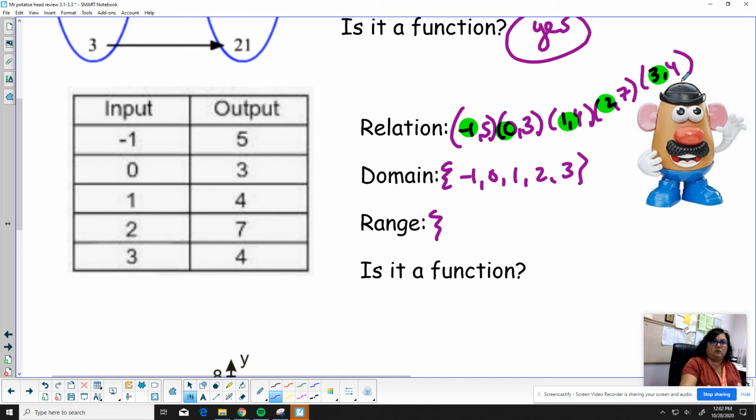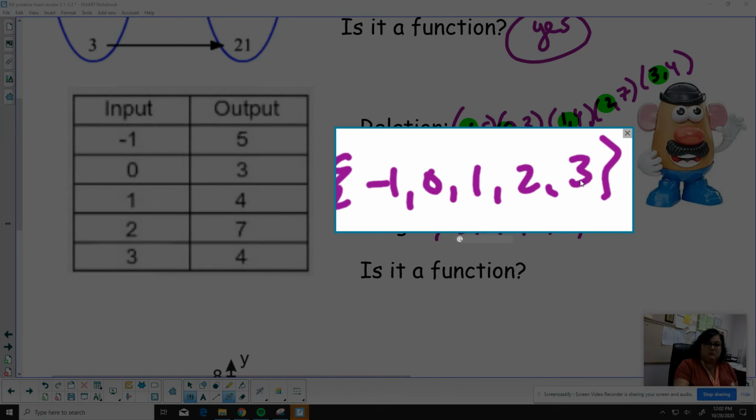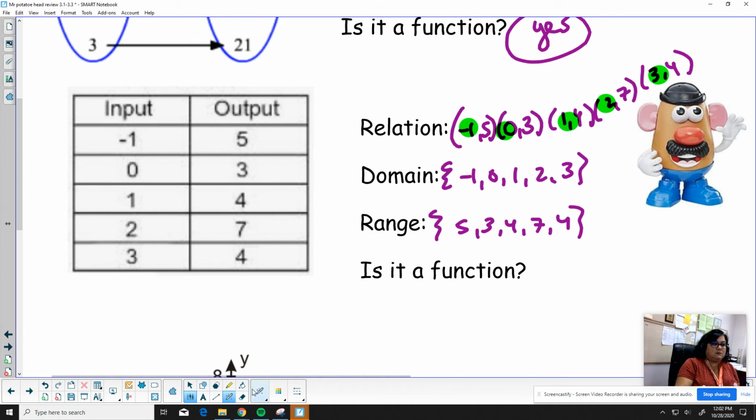And the range values are the ones I didn't highlight. So 5, 3, 4, 7, and 4. Okay, and again, to decide if it's a function, I look at the domain. All of the domain numbers are different. So this is a function. So yes, this is a function.